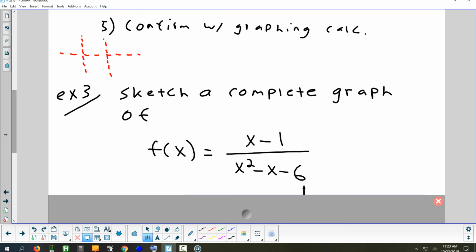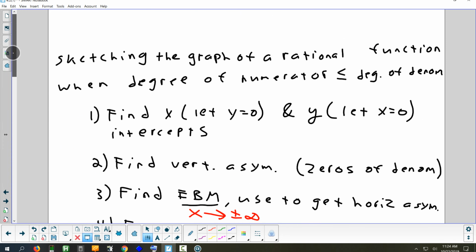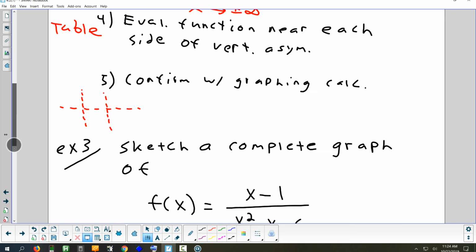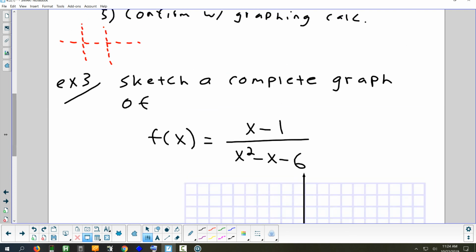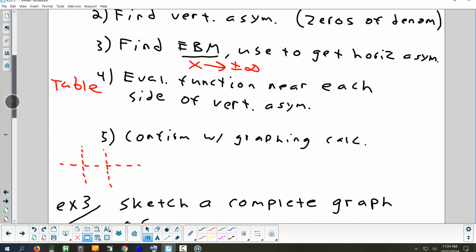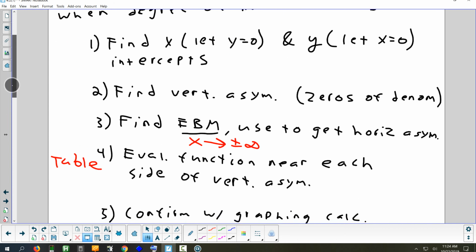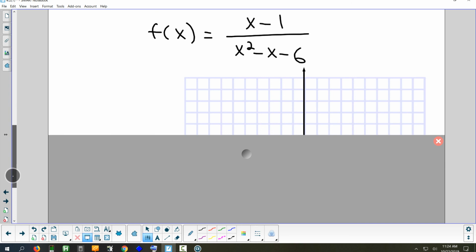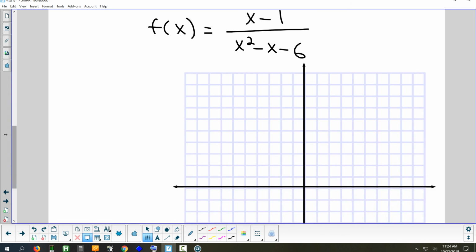Okay, so they want us to sketch this graph. So first step, just to notice the degree in the top is 1, the degree in the bottom is 2. So the degree in the top is definitely less than the degree of the bottom. All right, so it doesn't really matter out of these 5 things which ones you do first. Let's start with the X-intercept.